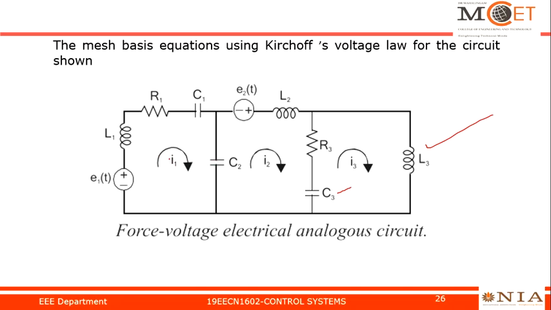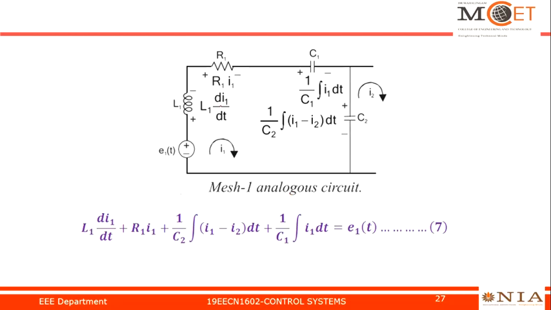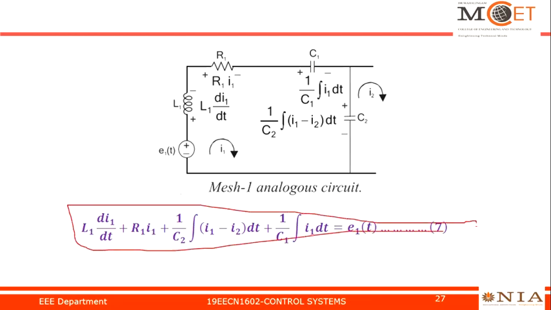Now write the equation for each of the three meshes. The first mesh: L1 into di1 by dt, plus R1 into I1, plus 1 by C2 integral of (I1 minus I2) dt, plus 1 by C1 integral of I1 dt, is equal to E1 of t. This we call Kirchhoff's voltage law. We are applying Kirchhoff's voltage law: this is the potential rise, and these are all the potential drops.